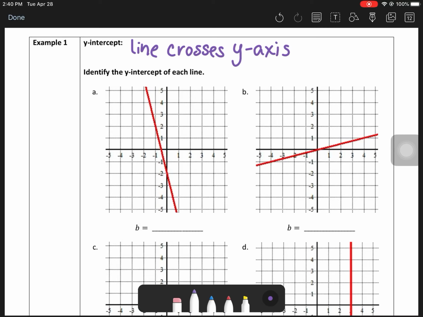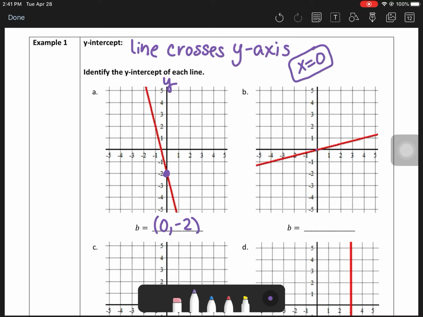So when we're looking at the y-intercept, we're looking at where your line is crossing the y-axis. So it's crossing right here. Remember, your y-axis is the line that's going straight up and down. So this is going to cross at the point (0, -2). When you cross the y-axis, we know that x is always going to be 0.